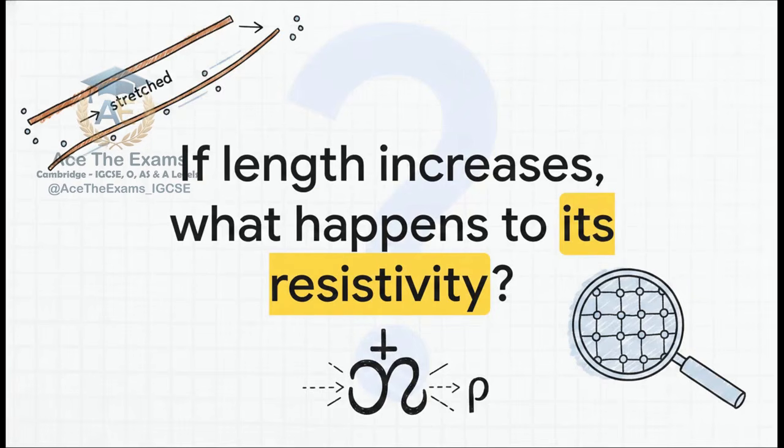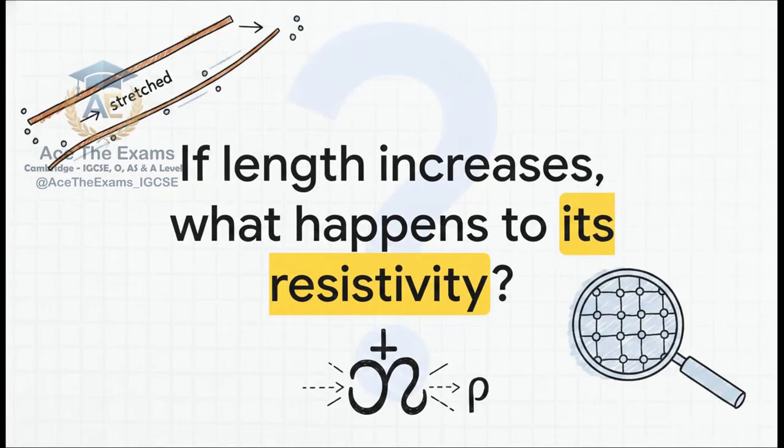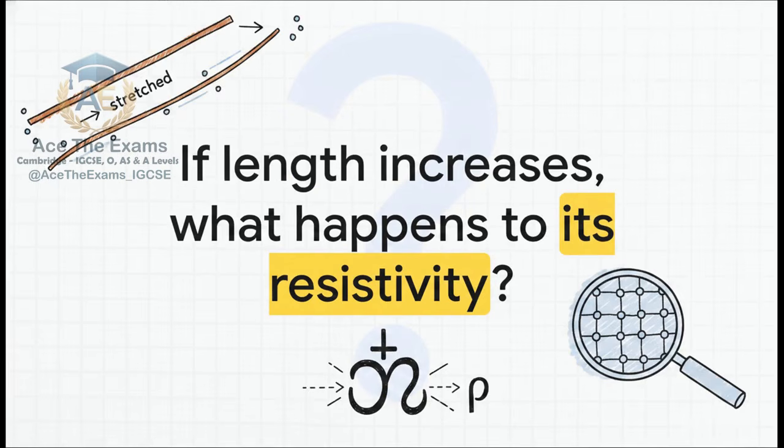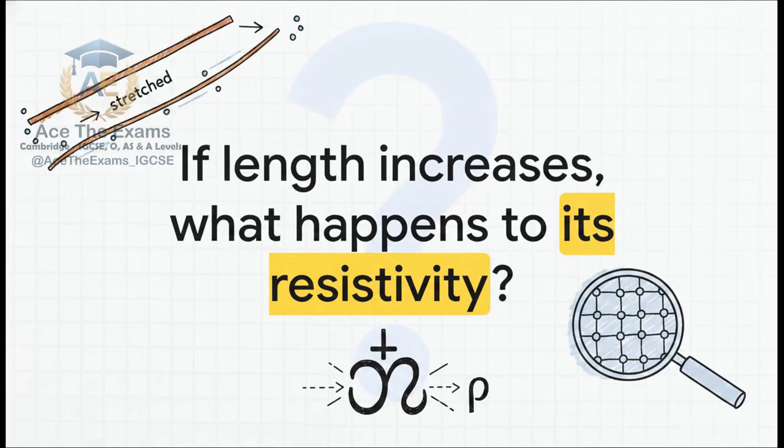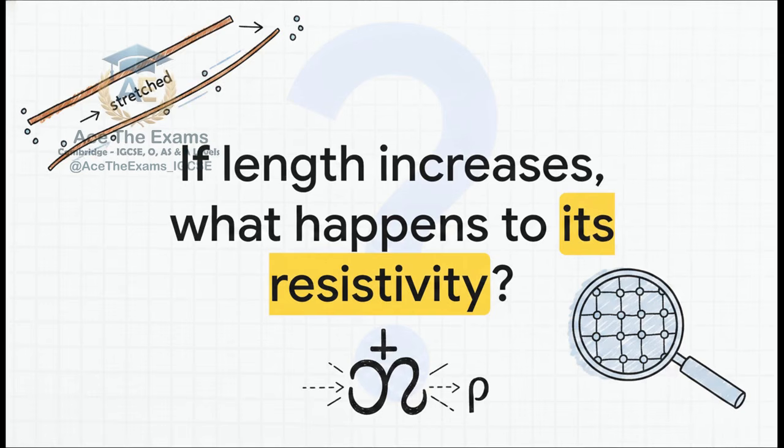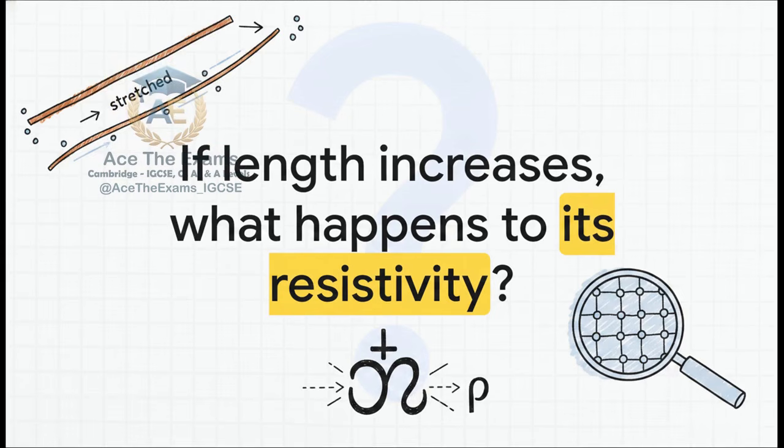I want to end with a provocative trick question to really test your grasp of these concepts and to see if you can think like an examiner. Imagine you have a standard copper wire. You pull it and stretch it out so its length increases, but somehow, magically, its cross-sectional area stays exactly the same. We know from our formula, R equals rho L over A, that because the length went up, its overall resistance will definitely increase. But what happens to its resistivity?